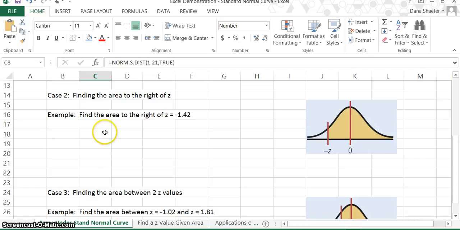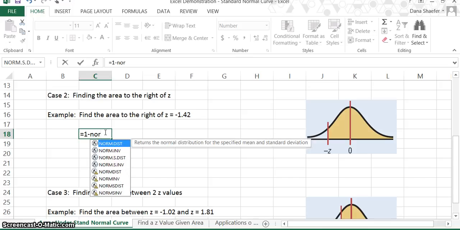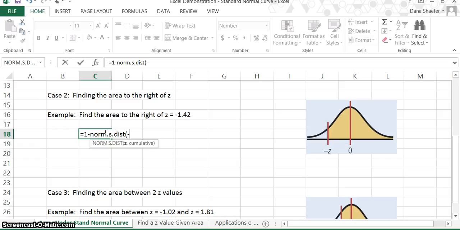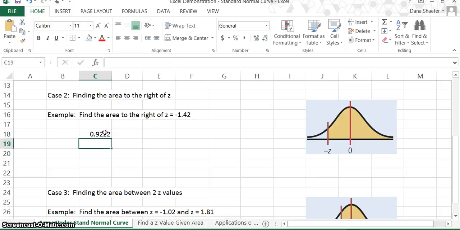In this one's case, let's come over here. I'm going to say 1 minus normal dot standard distribution negative 1.42 comma true, because we want it to be cumulative. 0.9222. So there's my 4 decimal points. I didn't have to do anything different for the rounding rule. So 0.9222.